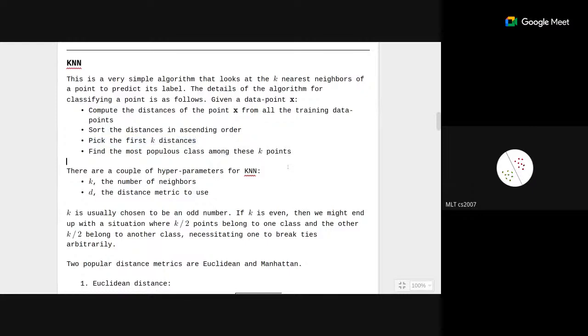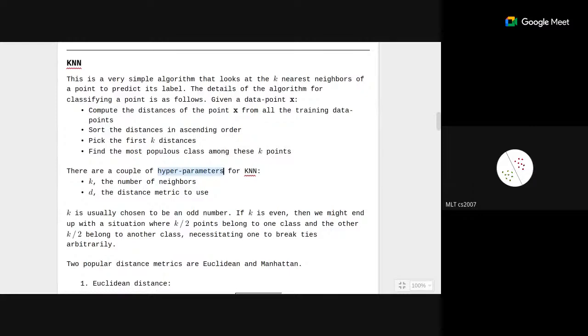Okay, so that's the basic idea, very simple algorithm. There are two hyperparameters that are of interest. A hyperparameter, recall, is something that is not learned. It is something that you fix. These can be fixed or determined by cross-validation. We have looked at cross-validation last week, so you can do that. Two hyperparameters: one is the number of neighbors, and the other one is the distance metric to use.